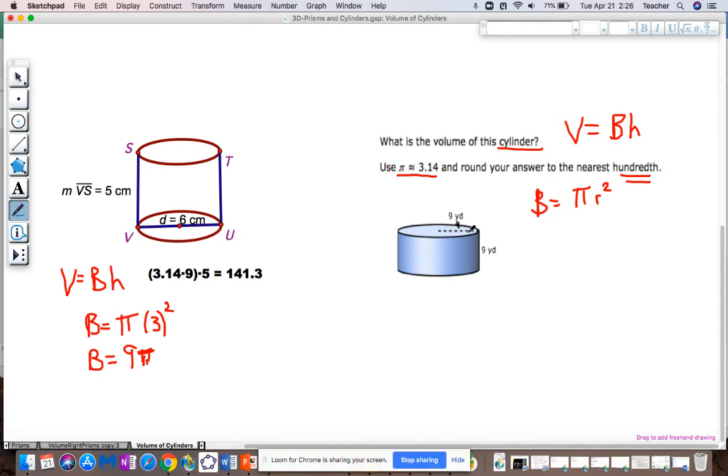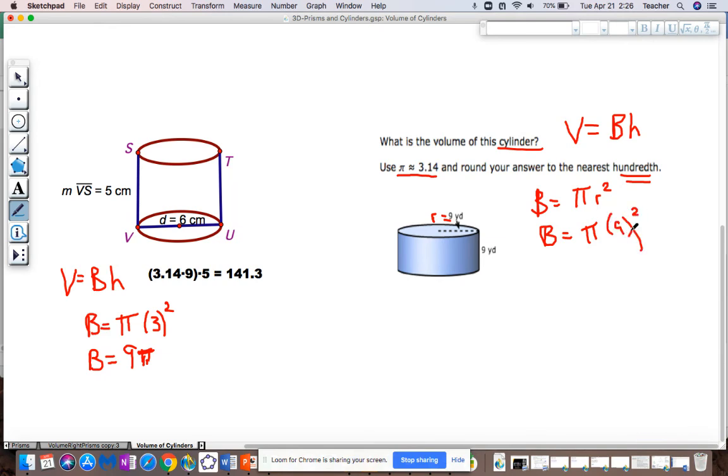So this 9. When you get to this, you have to ask yourself, does that 9 represent the radius, which is what I need, or does it represent diameter? Well, this 9 represents the radius, right? From the center to any point on the circle is the radius. So I'm going to use that 9. Again, this 9 is your radius to get the area of the base.